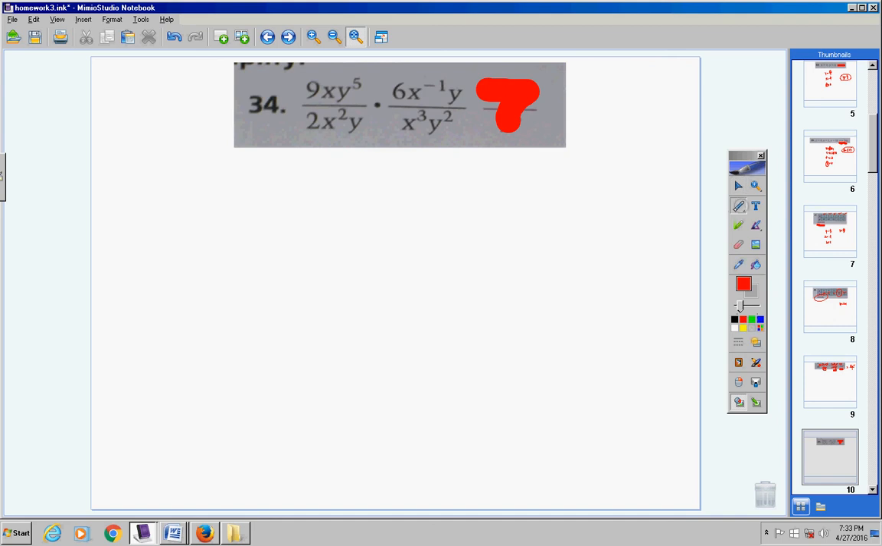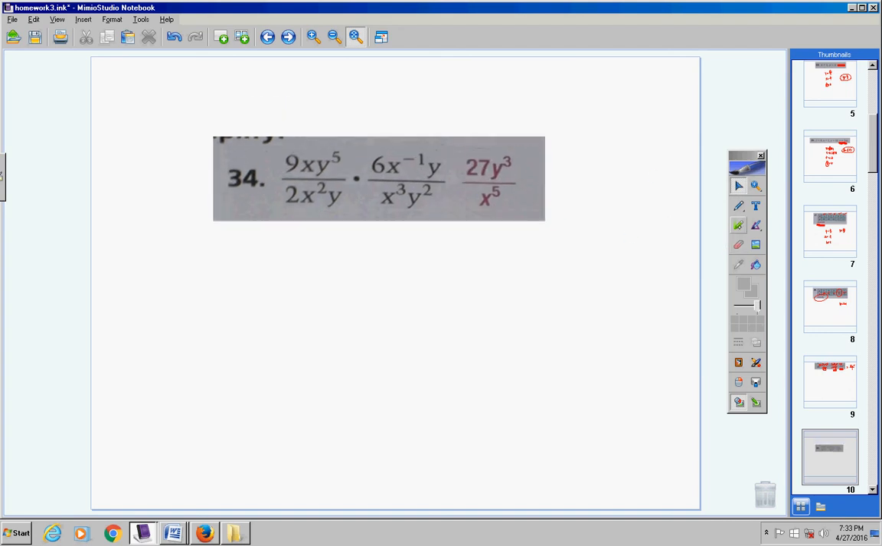No factoring can take place because I have all monomials. So let's do some reducing. Your 2 goes into the 6, leaving you with a 3. I'm going to slide this down so I have some room to write above the fraction too. Okay, 2 goes into 6 3 times. I would strongly encourage you students to not try to cancel negative exponents. Just leave those alone, okay? I've got a y here that cancels with a y here.